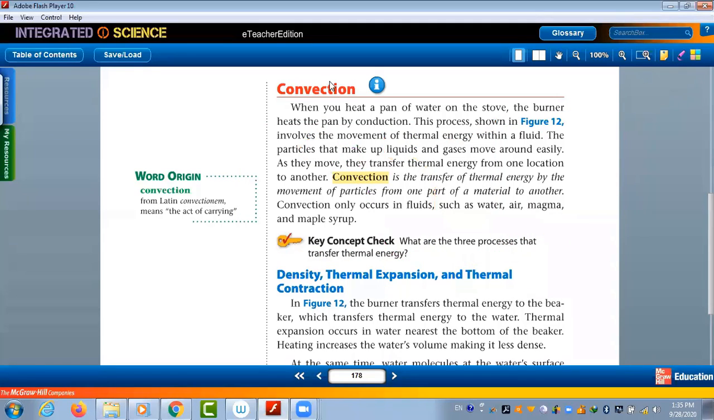This means convection. So convection is the transfer of thermal energy by the movement of the particles. So pay attention, here is the key. And also from one part of a material to another part. So you have only one material. This is the meaning of convection. Convection only occurs in fluids. What is the meaning of fluids? Fluids means liquids and gases.